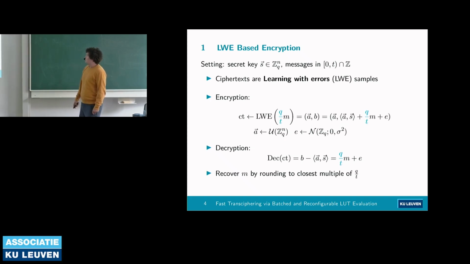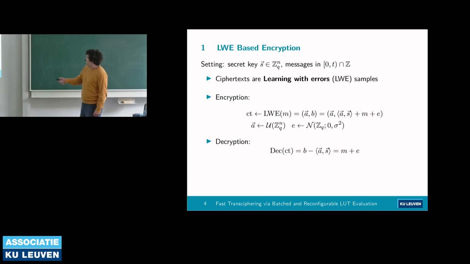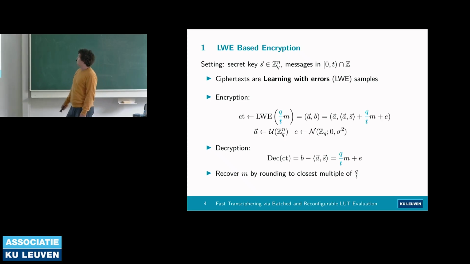The only issue is that if we just have m plus the error, we might not be able to actually recover m. So what people tend to do is scale the message such that the message bits and error bits are separate, and we can recover the message by rounding to the closest multiple of q over t.